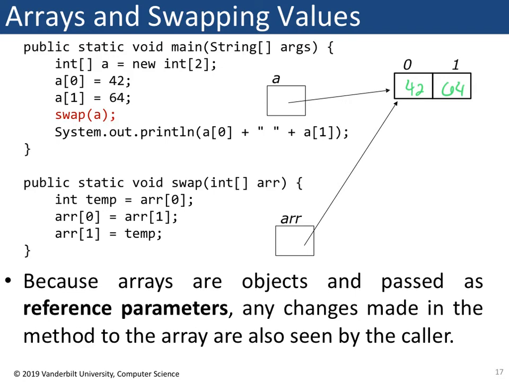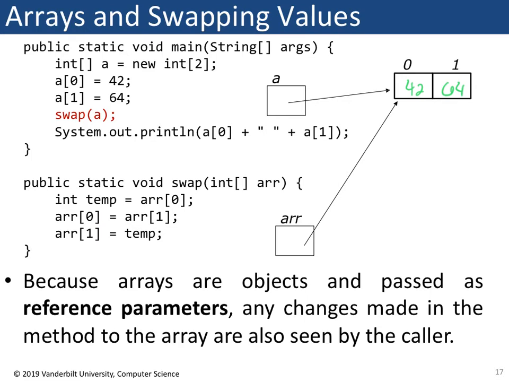Then we call the method swap, and we pass A as a parameter to this method. When we pass it as a parameter, we copy the value stored in A, and the value stored in A is the address of this object. So we copy the address of this object into this parameter called ARR. Then inside this method, we created a temp variable to hold the value stored in element 0.